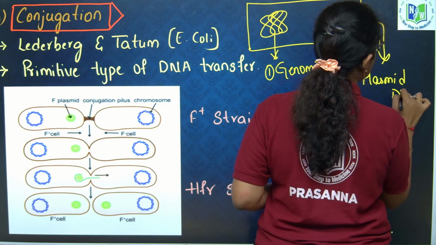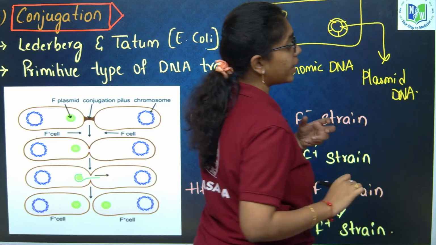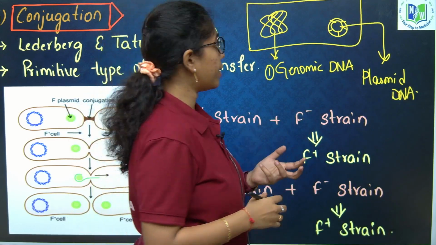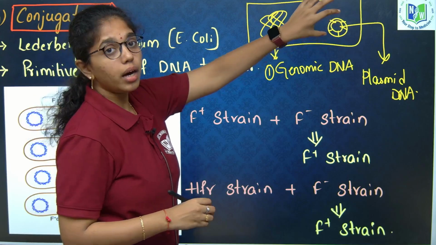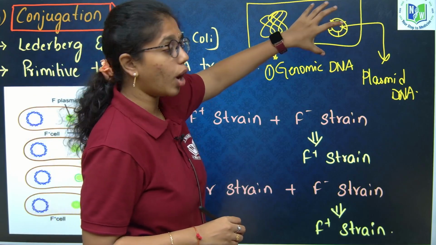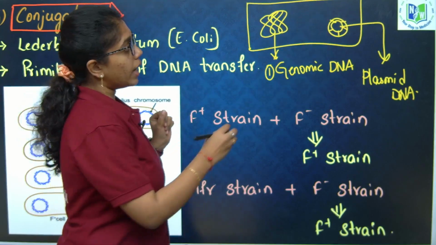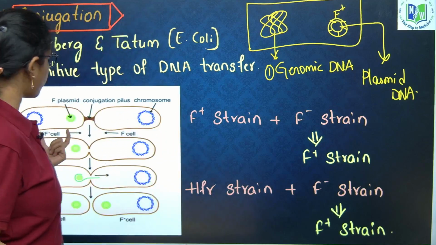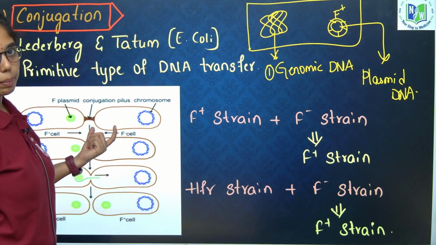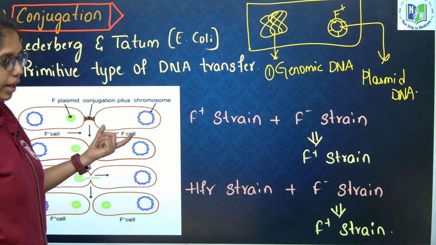We have already discussed plasmid DNA will contain many factors like F factor, Ti plasmid. As such, they will imbibe a specific phenotypic character on a bacteria. If there is F factor over this plasmid, you will call it as F plus strain. If there is no F factor on the plasmid, you will call it as F minus strain.